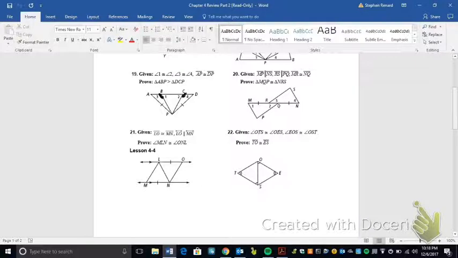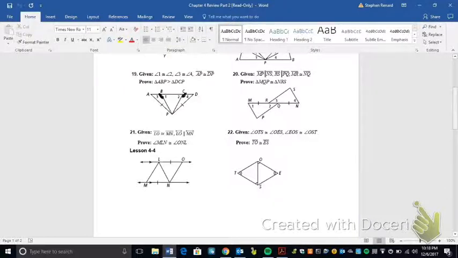Over on number 20, we got a couple parallel lines here. So whenever we see parallel lines in a proof, we want to immediately start thinking about alternate interior angles, same side interior angles, all that good stuff. So we have MP and SN parallel, and then RS and PQ as parallel. We also know that MR is congruent to NQ. So we need to prove that MQP and NRS are congruent.